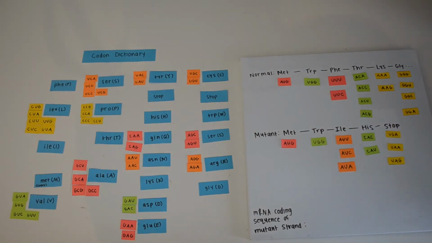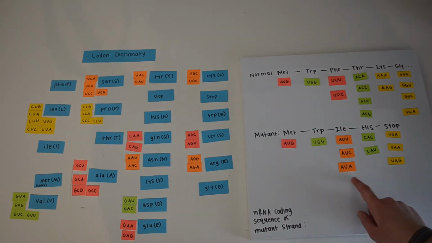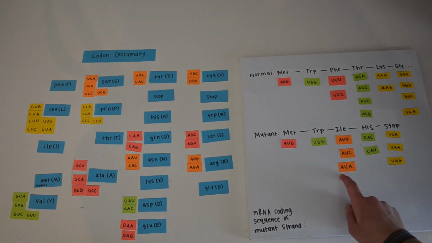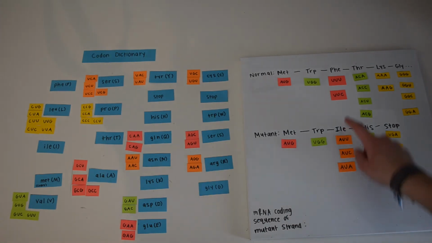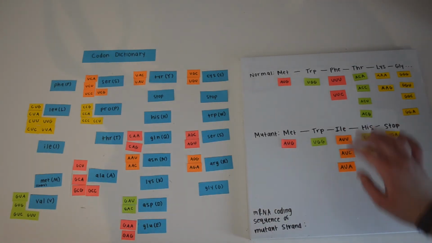However, we have a problem when we get to the third amino acid, because we have ILE here and PHE here, and as you can see, different nucleotides code for each amino acid. The first nucleotide in this codon is A, and the first nucleotide in this codon is U. So therefore, U and A will not line up.